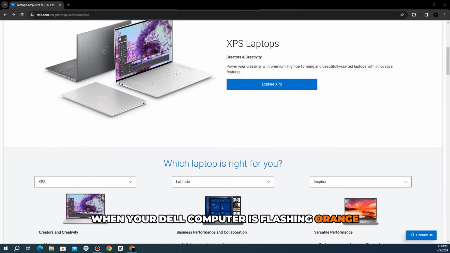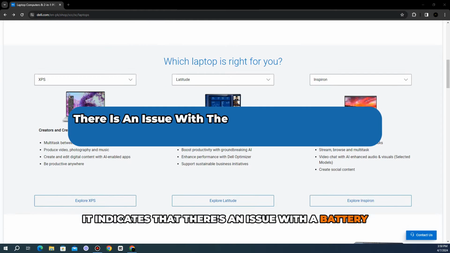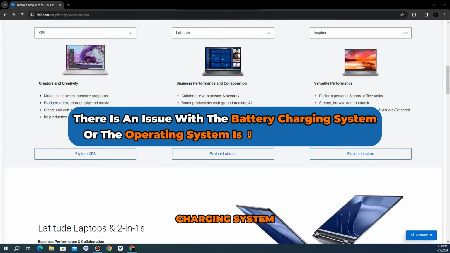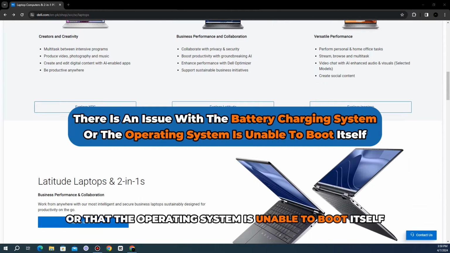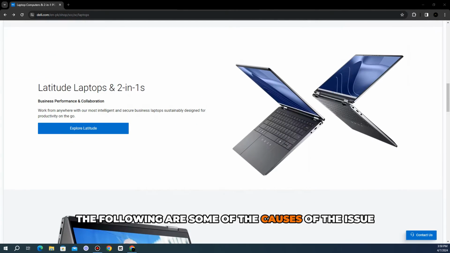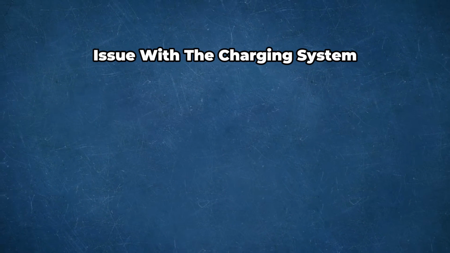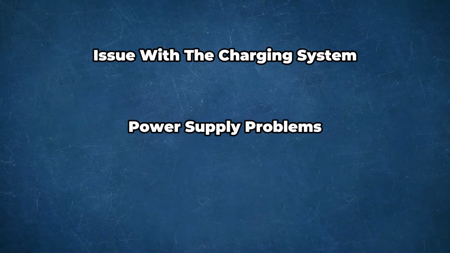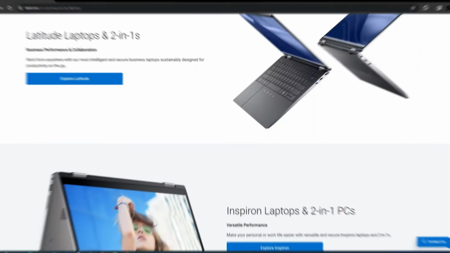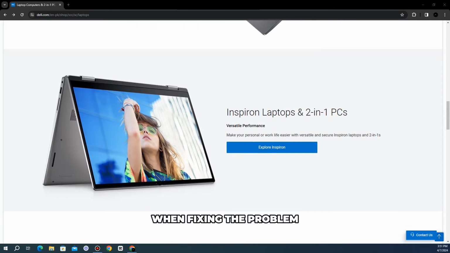When your Dell computer is flashing orange, it indicates that there's an issue with the battery charging system or that the operating system is unable to boot itself. The following are some of the causes of the issue: an issue with the charging system, power supply problems, or faulty hardware. Now, let's look at the best solutions to apply when fixing the problem.